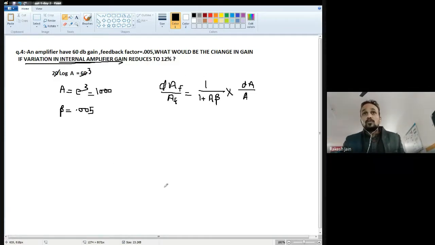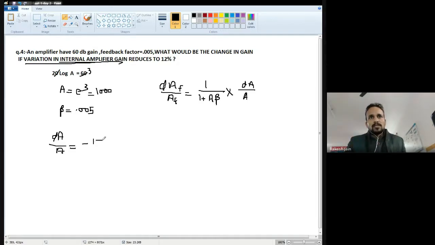So it reduces to 12%. See, it is not directly given as 12%. It is reduces to. Reduces means decrease. Decrease means a negative sign. So actually DA upon A is equal to minus 12%. The minus sign is there because in this question the word reduces is written. So minus 12% means minus 12 upon 100. So DA upon A is minus 0.12.